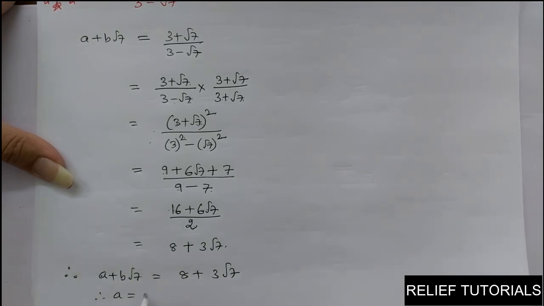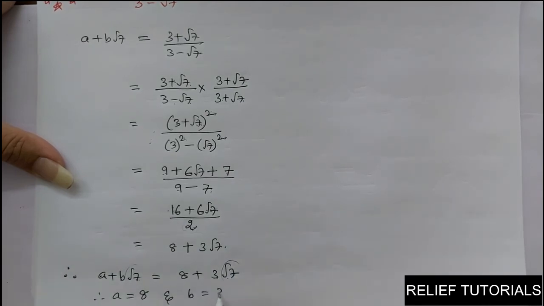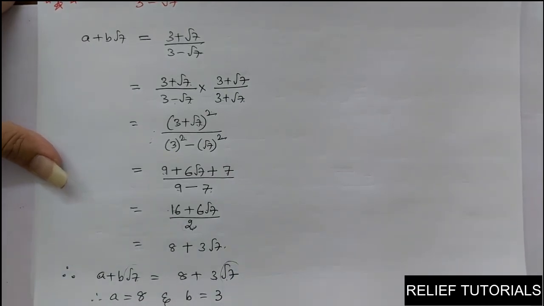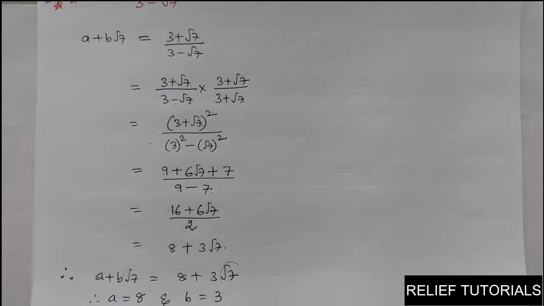Therefore a is equal to 8. And b√7 is here 3√7. The coefficient of √7 is b, and b is equal to 3. So a is equal to 8 and b is equal to 3.